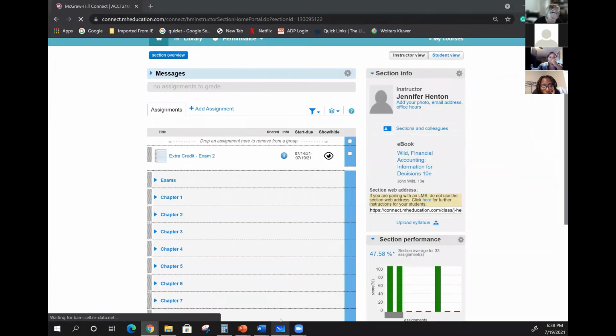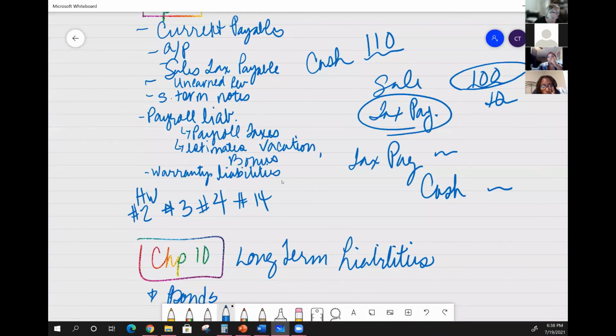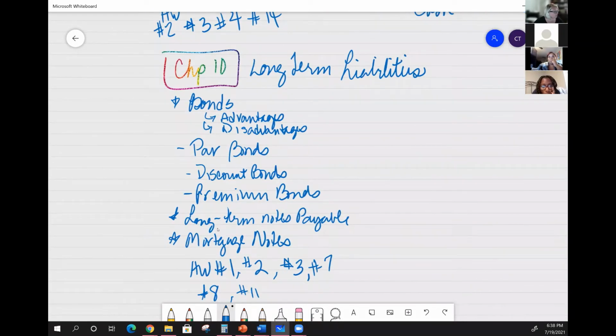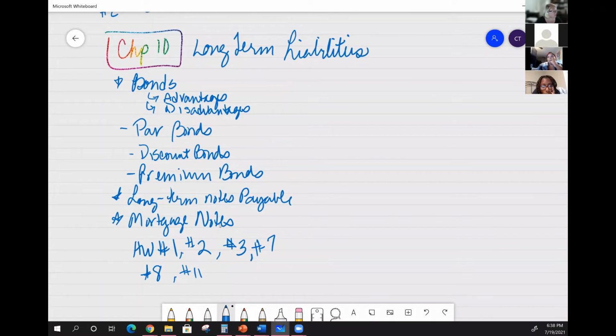Let's look at chapter 10. Chapter 10 is long-term liability. So anything over a year, this is going to be companies that will issue bonds, and then you may have something that you have a long-term notes payable or even a mortgage.